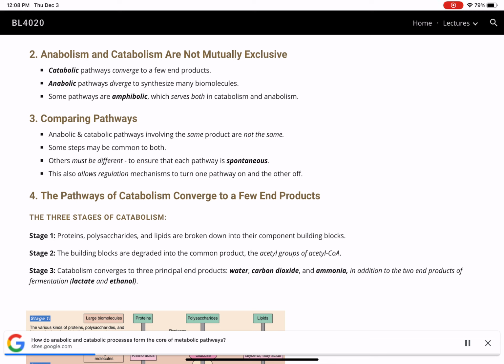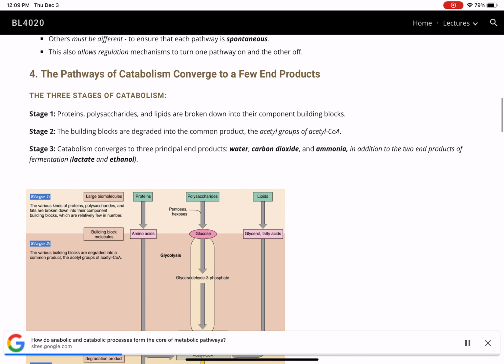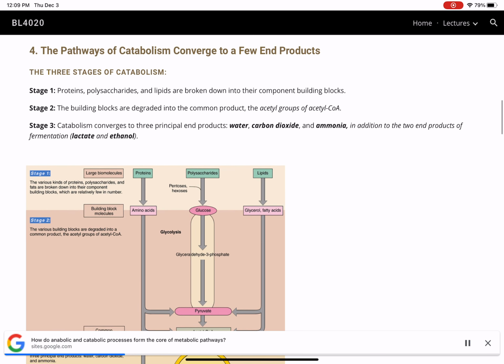3. Comparing pathways. Anabolic and catabolic pathways involving the same product are not the same. Some steps may be common to both. Others must be different, to ensure that each pathway is spontaneous. This also allows regulation mechanisms to turn one pathway on and the other off. 4. The pathways of catabolism converge to a few end products.